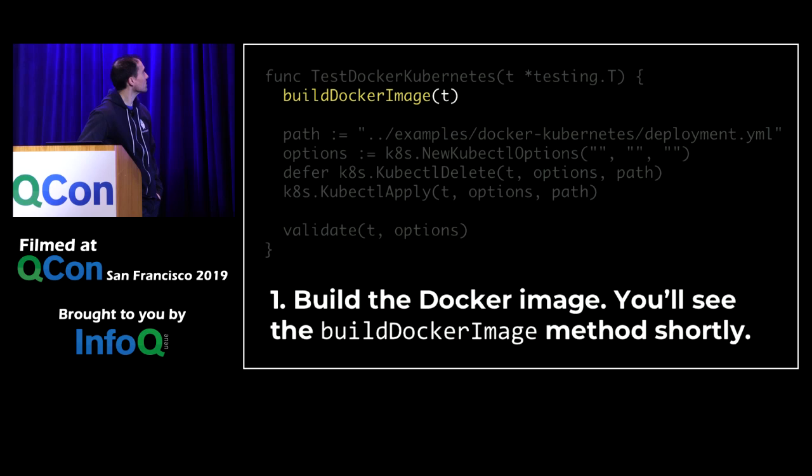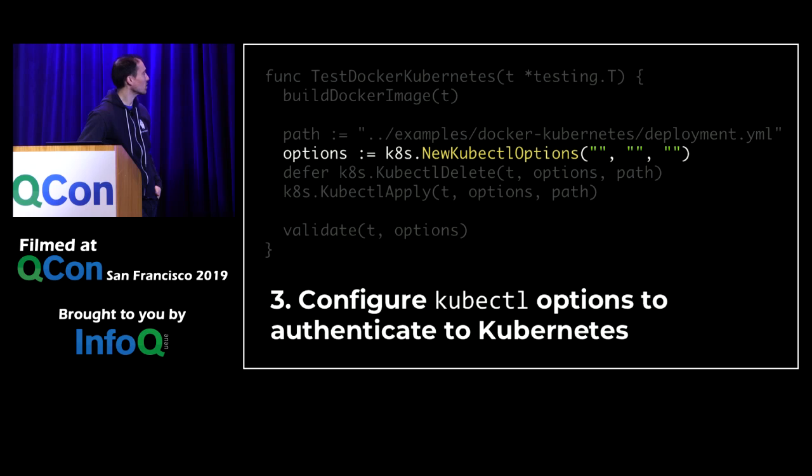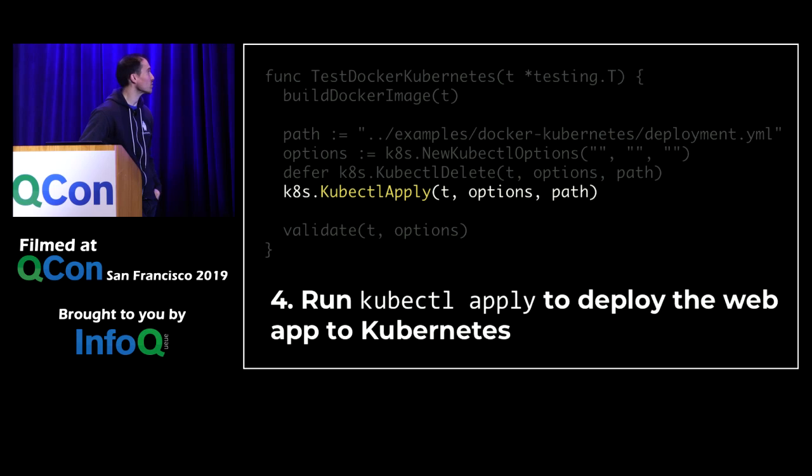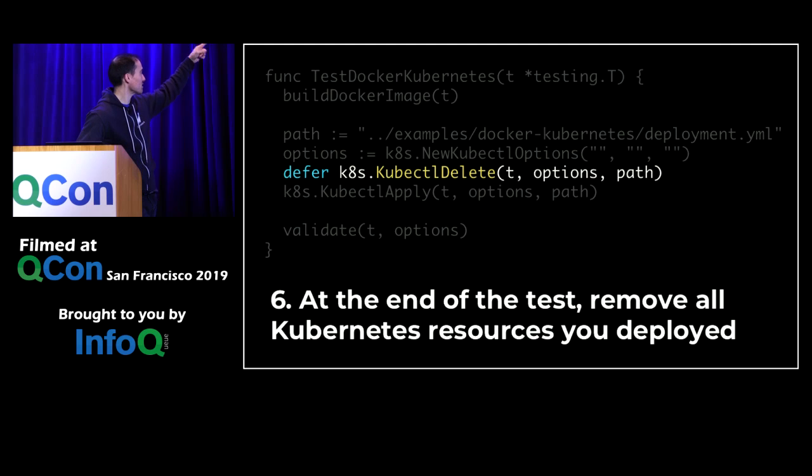I'll go through it. So the first thing we do is build the Docker image, and I'll show you the contents of that method in just a moment. Then we say, OK, the Kubernetes deployment is defined in this file. I want to authenticate to my Kubernetes cluster, and I'm just using all the defaults, which means it'll just use whatever my computer is logged into, which is the Kubernetes running locally. We run kubectl apply using a Terratest helper. We validate. I'll show you the contents of that in a sec. And then at the end of the test, using that defer keyword, we run kubectl delete.